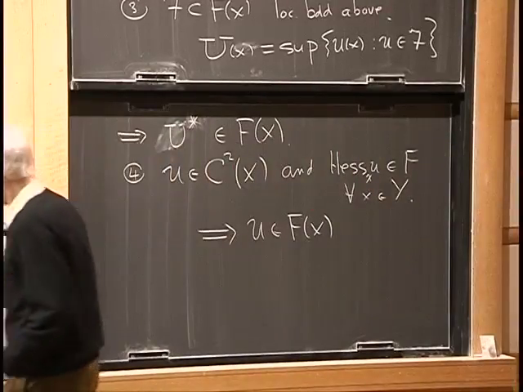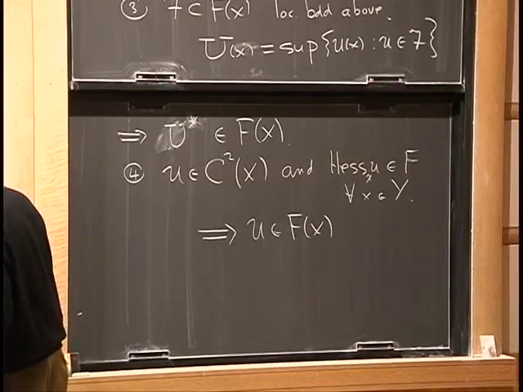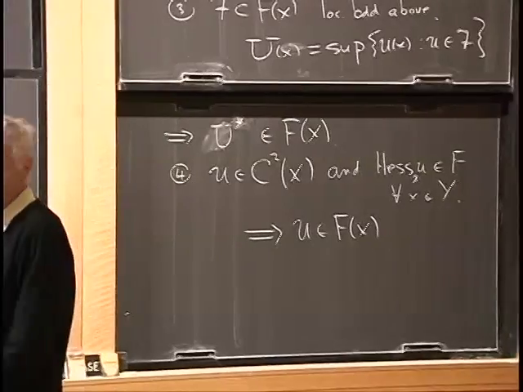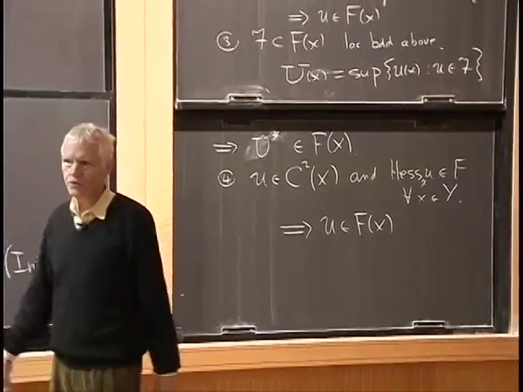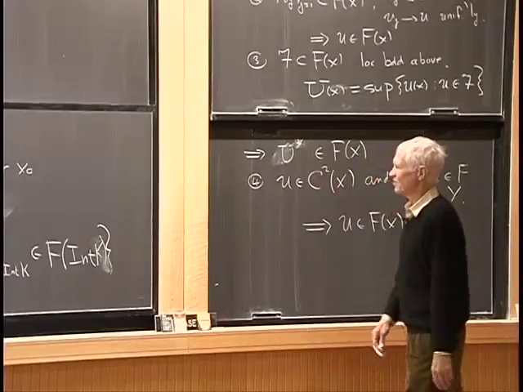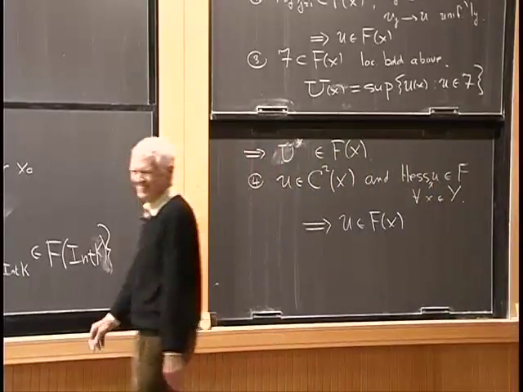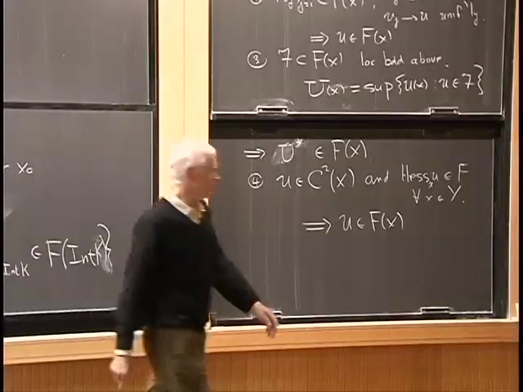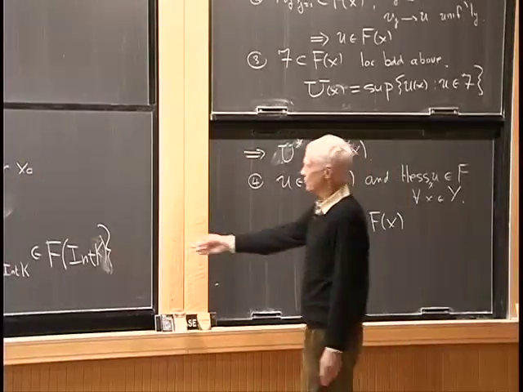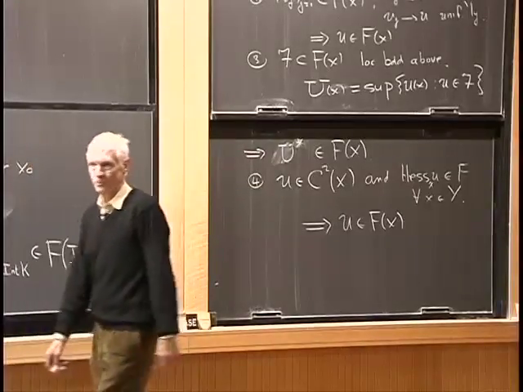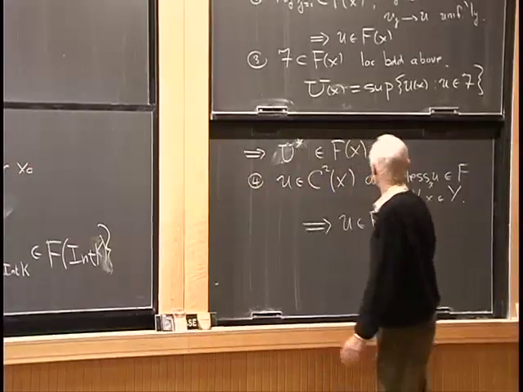I'm sorry, I didn't quite understand. This should be the interior of K. Okay. So if K has an empty interior, then it's just all the upper semi-continuous functions. It's confusingly general. But it's all you need to say. In general, you should think of this as a domain with boundary. The boundary might be bad, but I'm going to consider smooth boundaries today.